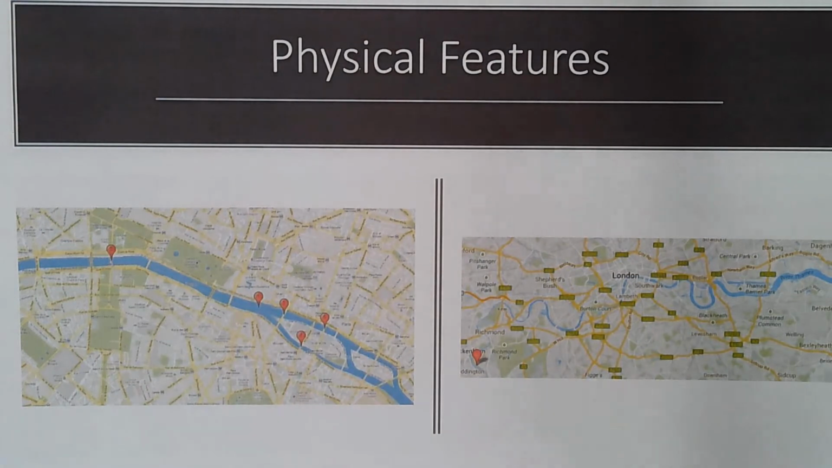Okay, we're going to look at some physical features now as well. So here's a map, basically taken off Google Maps, of both cities. What physical features can you see in both cities? So here we have London, here we have Paris. Can you name one physical feature that you can see based on this map?